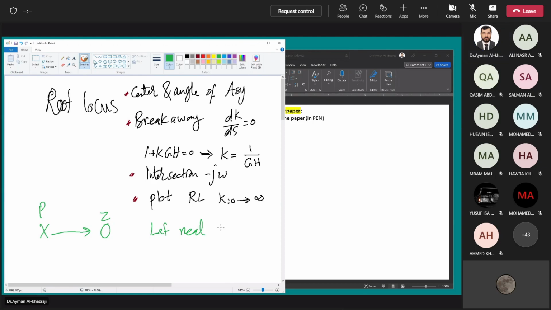Real odd root, it's okay. Root or pole, that we know. These things are basics. You don't need to write these, for example, rules, center and angle, if you need. Okay, intersection with the imaginary axis, that you know very well. Good. This is a question.